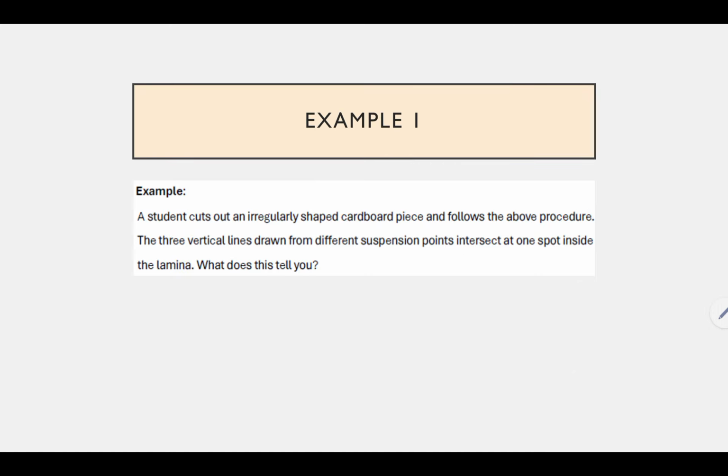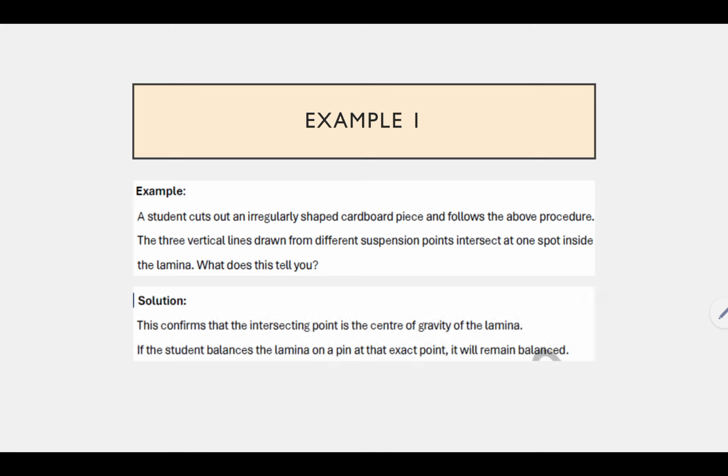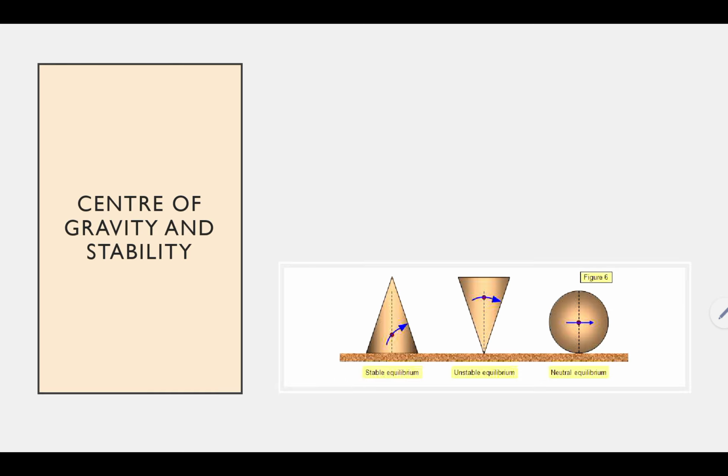Here's an example. Pause the video, try it on your own, and then unpause. A student cuts out an irregularly shaped cardboard piece and follows the above procedure. The 3 vertical lines drawn from different suspension points intersect at one spot inside the lamina. What does this tell you? It tells us that the intersection point shows us the center of gravity of the lamina. So if we balance the lamina on a pin at that exact point, it will remain balanced.